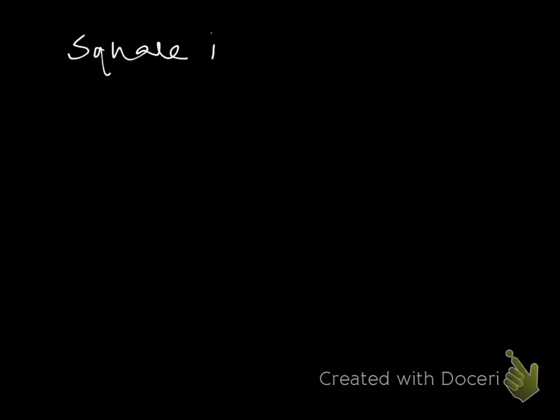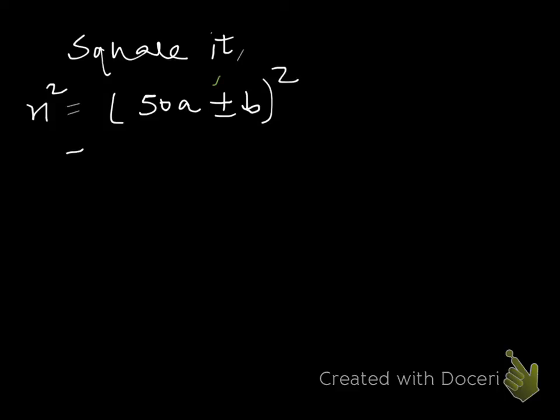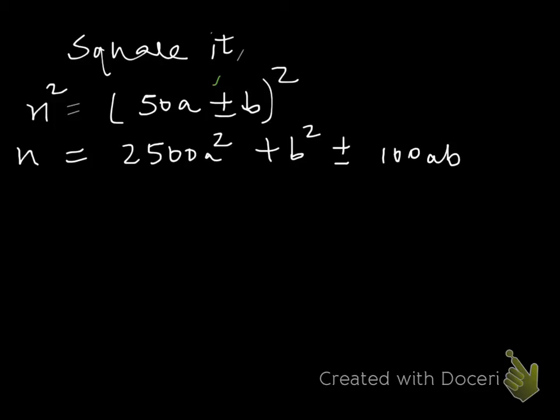N square, squaring it. N square is (50a plus or minus b) square, and we know that the square of a plus or minus b is a square plus b square plus or minus 2ab, depending upon the sign that we'll use here. N square is 2500a square. It doesn't matter if it's plus b or minus b, the square of it is plus b square always, and plus or minus 2ab. Plus or minus 2ab is 2 into 50a into b, which is 100ab. So n square is 2500a square plus b square plus or minus 100ab.